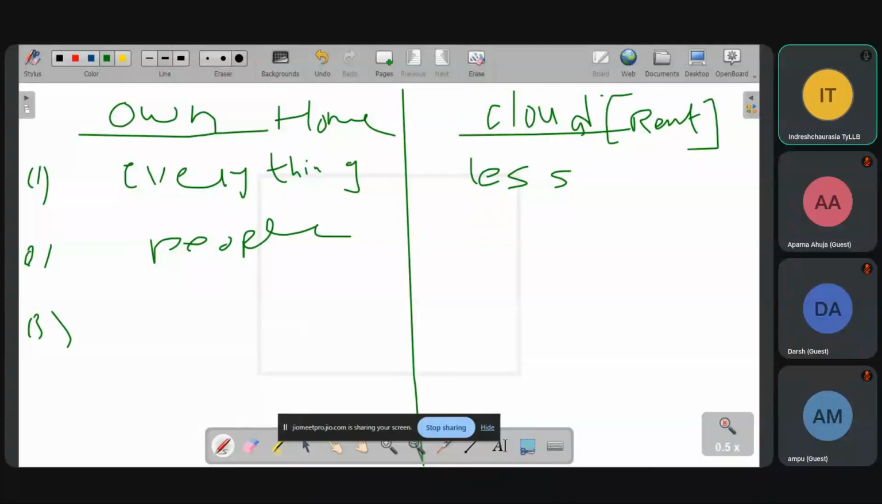Here, you only have to pay rent for those services, and all the headache of hiring people and managing everything belongs to whoever is the rent owner. We just have to pay a rent.